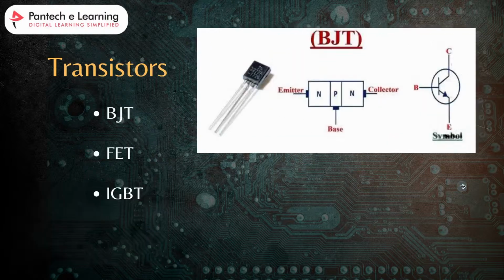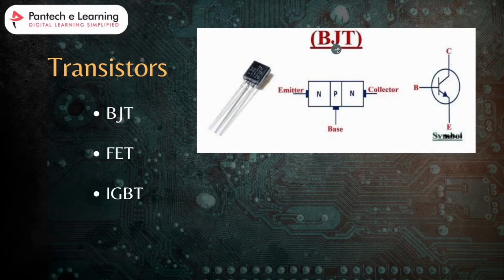So the next one is transistors. We have already seen thyristors and diodes, and now we move on to transistors. Transistors are very essential components in power electronics, acting as switches or amplifiers to control the flow of electrical signals. There are several types of transistors available, and today we are going to talk about three: BJT, FET, and IGBT.